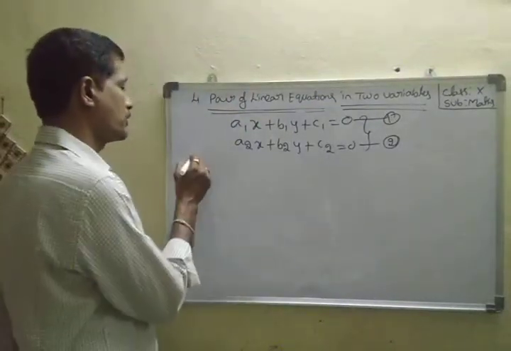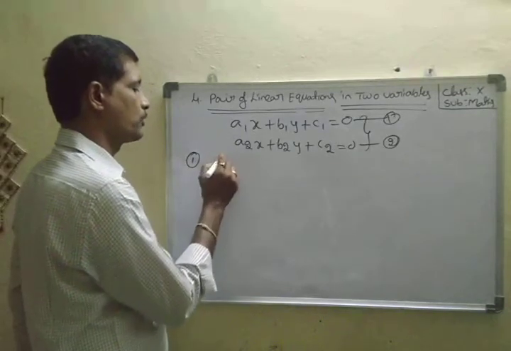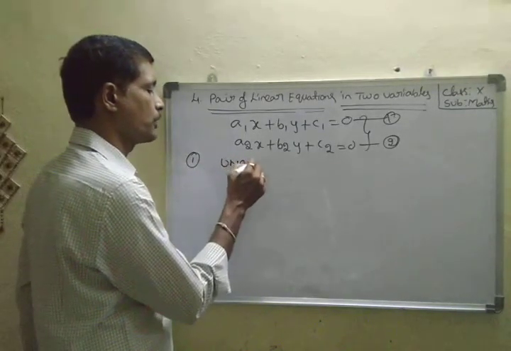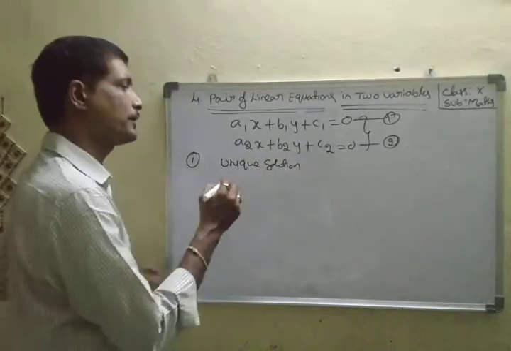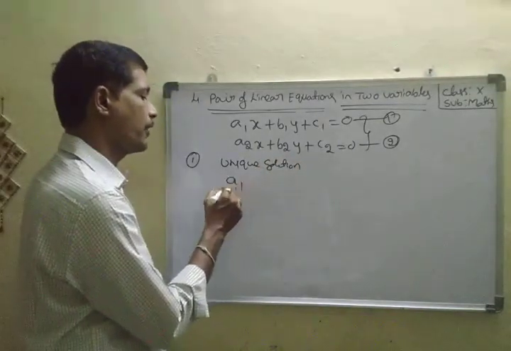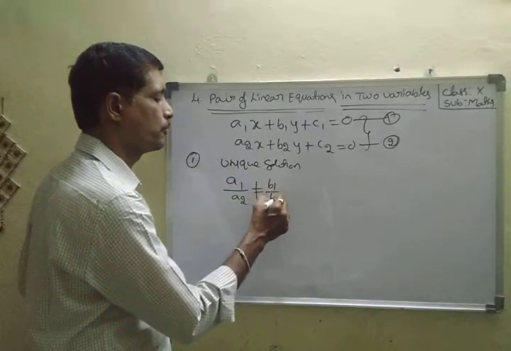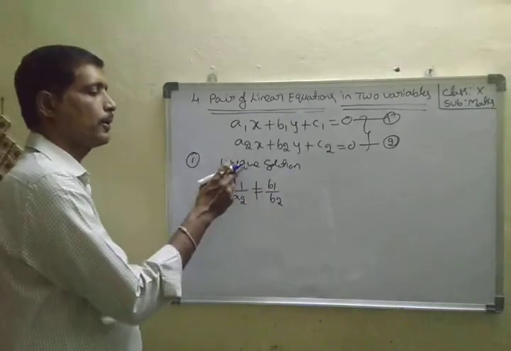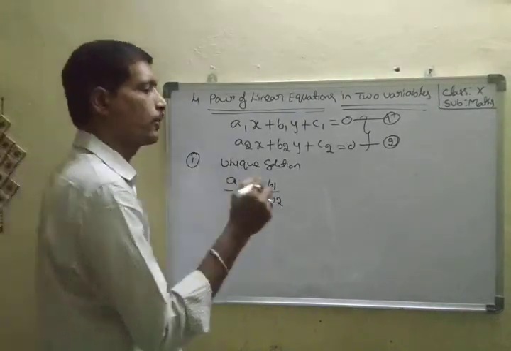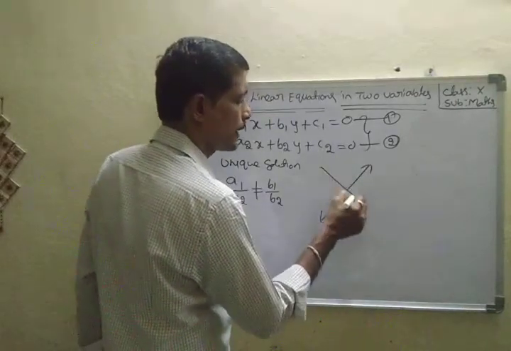the two equations have an intersecting solution or unique solution. The two equations have a unique solution. The condition for a unique solution is a1 by a2 not equal to b1 by b2. Here a1 by a2 not equal to b1 by b2, therefore there is only one solution. Therefore the graph of these lines is intersecting lines.